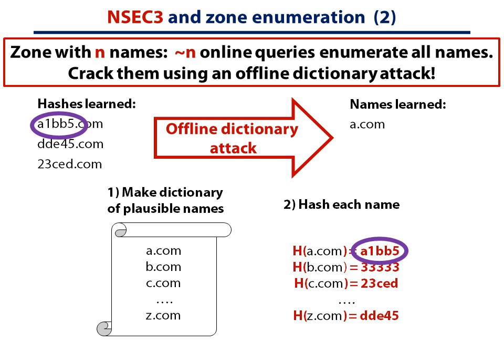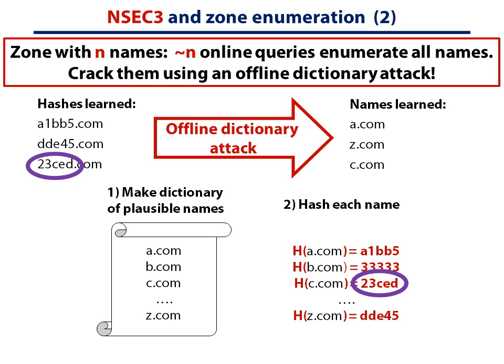So you can see that this hash value here, starting in A, matches a hash that he learned from asking queries. And he knows now that this hash value maps to a.com because it's from his dictionary and he computed this hash value on his own. He can continue this process here, this hash value starting in D. He now knows it corresponds to z.com. The reason for that is because his dictionary contains z.com, and he computed the hash of z.com and found a match. And this process can continue. So here he learns c.com.